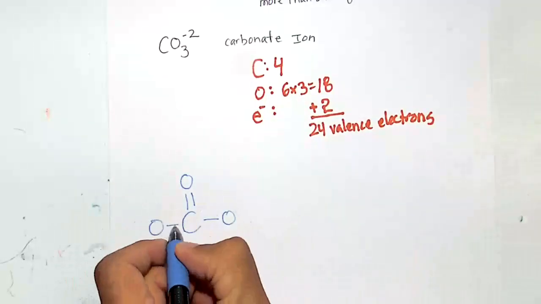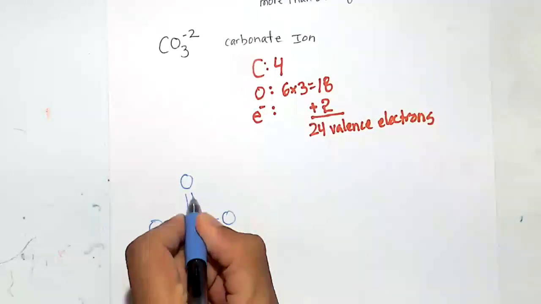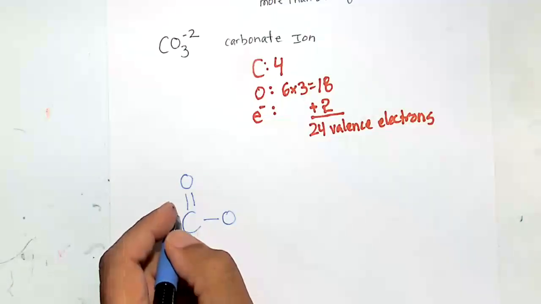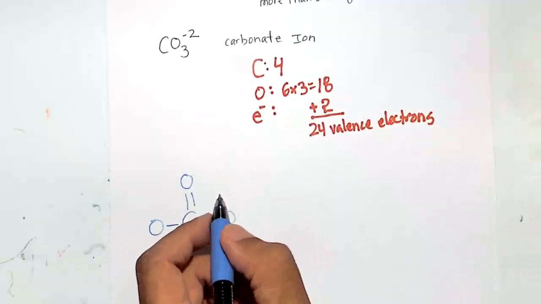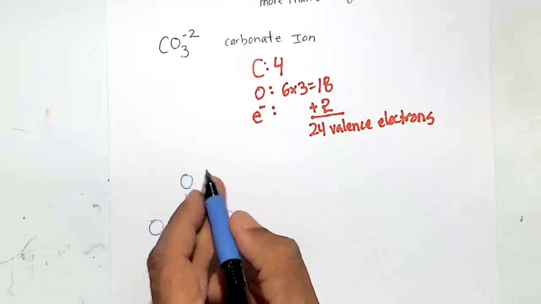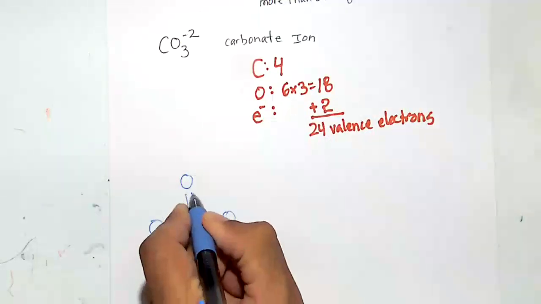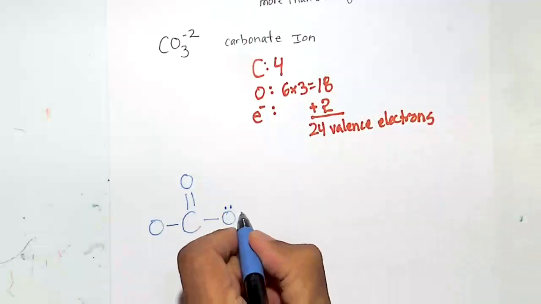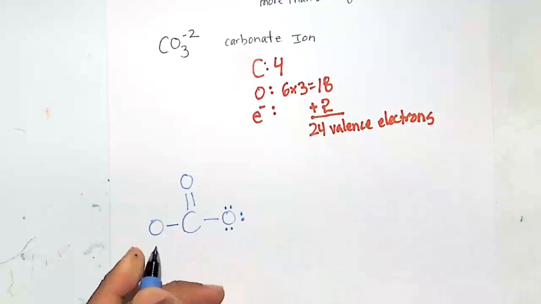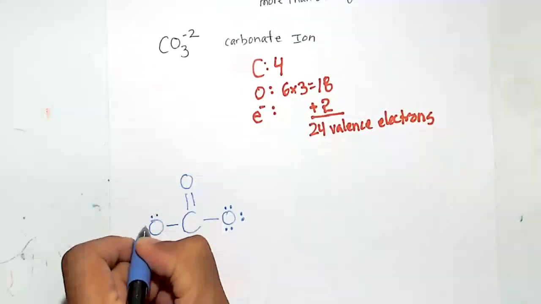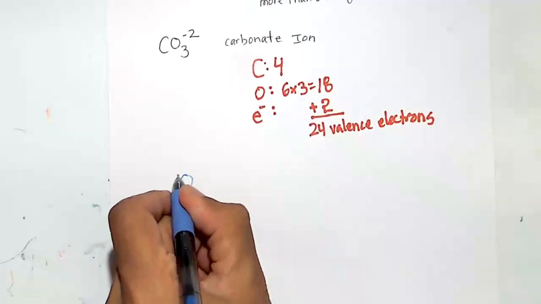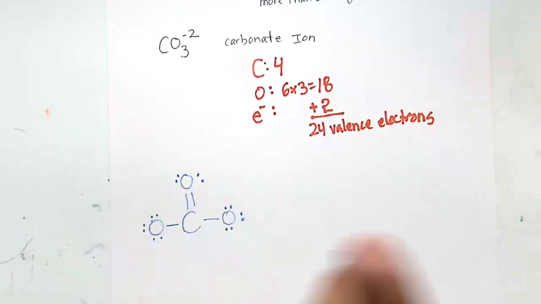We need to put all the electrons here. So we have 1, 2, 3, 4, 5, 6, 7, 8. Where do the other electrons go? Lone pairs. So you guys tell me. 1, 2, 3, 4, 5, 6, 7, 8, 9, 10, 11, 12, 13, 14, 15, 16, 17, 18, 19, 20, 21, 22, 23, 24. Does that look right to you?